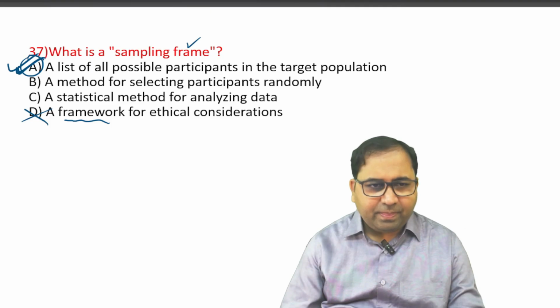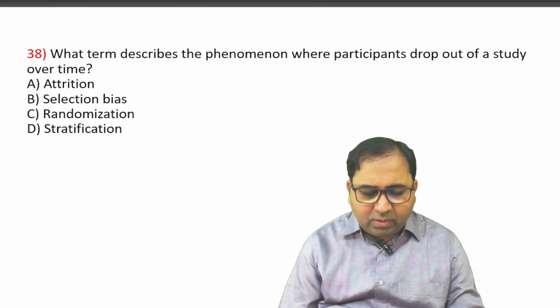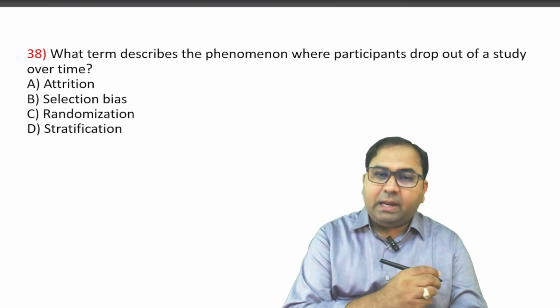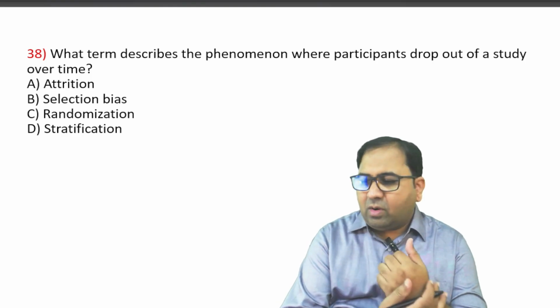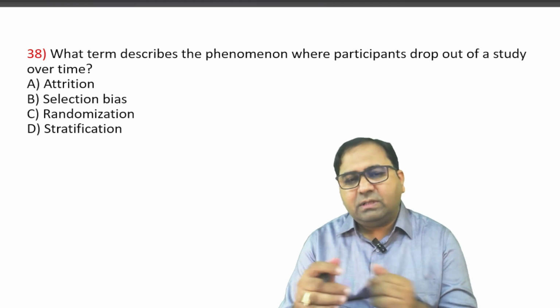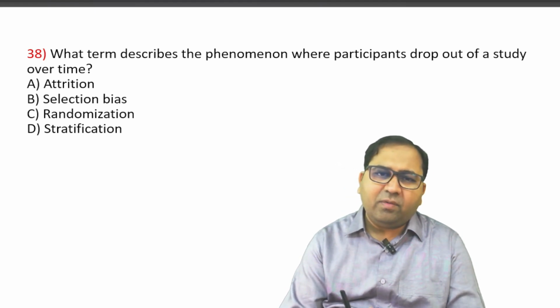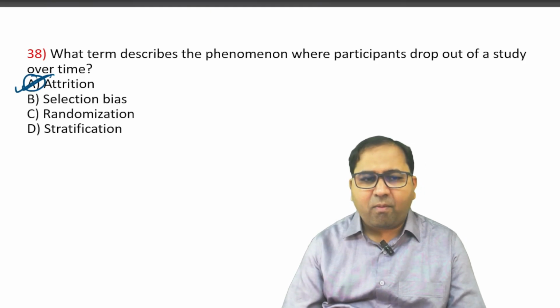Okay. Next question. What term describes the phenomenon where participants drop out of a study over time? Options are A, attrition. B, selection bias. C, randomization. Or D, stratification. The phenomenon where participants are dropping out of a study over time is called attrition. Please remember the answer for this question.